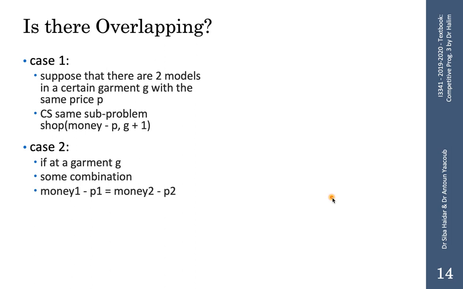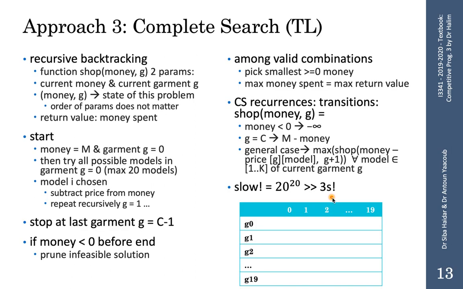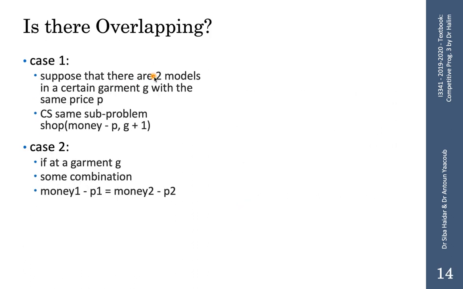However, one can ask a question. In this formulation, in the shop function formulation, is there overlapping? Let us consider cases of overlapping. Suppose that there are two models in a certain garment G. For example, for shoes, there may be two possible shoes with the same price. So this is overlapping because you are calling the function shop twice with the same remaining money for the same next garment. And overlapping wastes time because you are calculating exactly the same value twice or more.